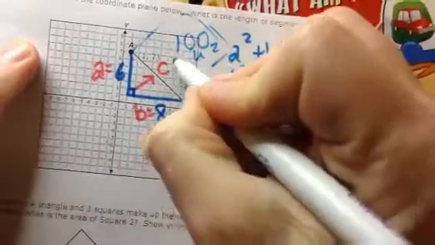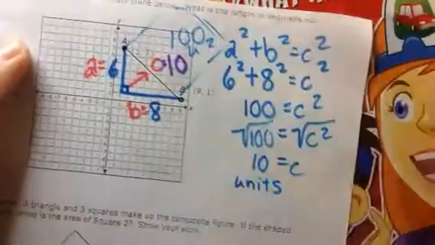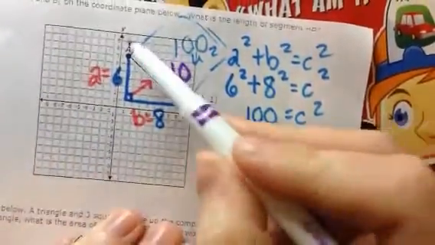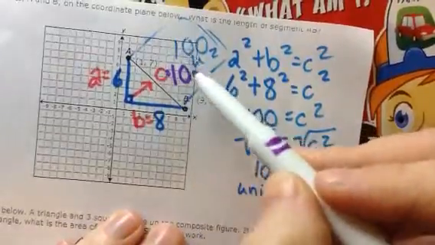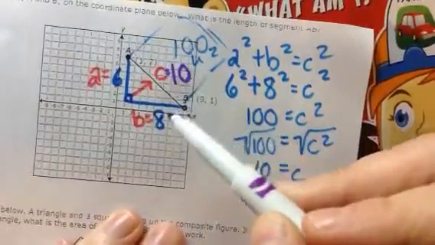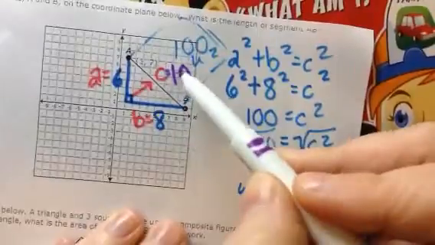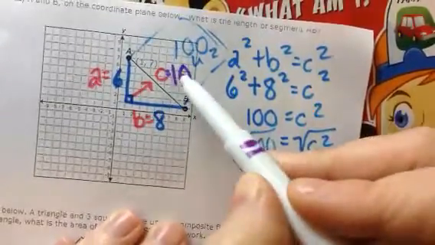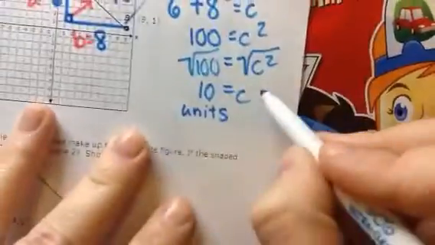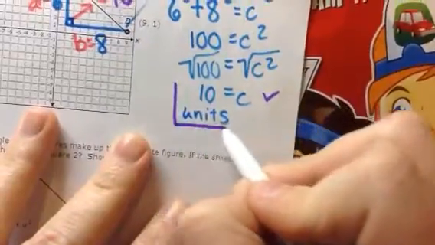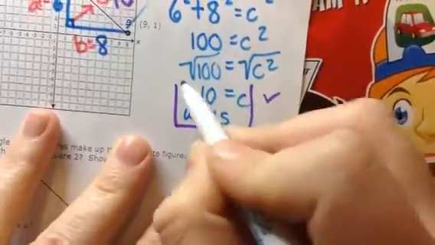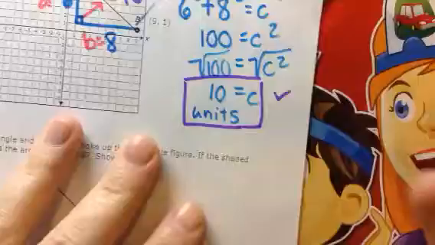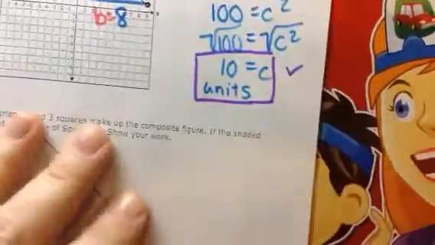So I'm going to put my 10 over here. So if I'm solving for C, that always has to be longer than my leg lengths. So 10 is bigger than 8, and 10 is bigger than 6. So yes, I can get 10 for that length of segment AB.